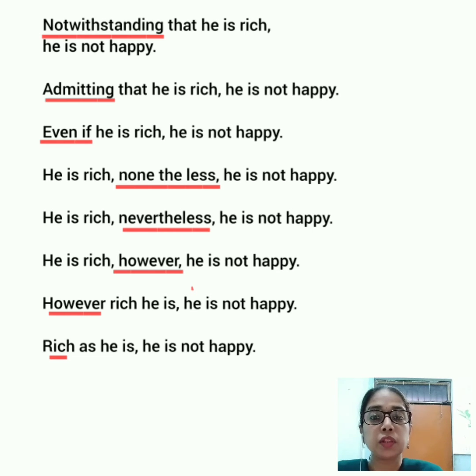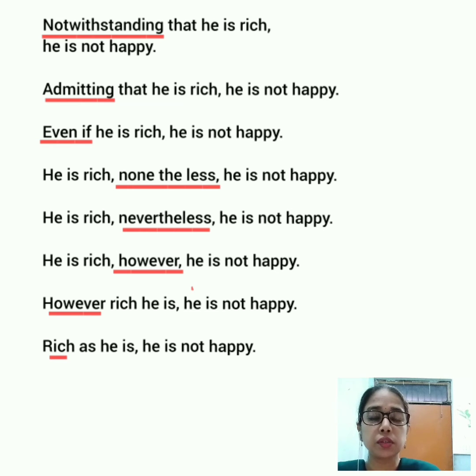Then with the word admitting, admitting that he is rich, he is not happy. And then the next example, even if he is rich, he is not happy. So all these words, when you are writing the sentences using all these words, the meaning of the sentences is the same. They all have the same meaning, and all these words are used for writing contrast sentences. Then with nonetheless and nevertheless. He is rich, nonetheless he is not happy.